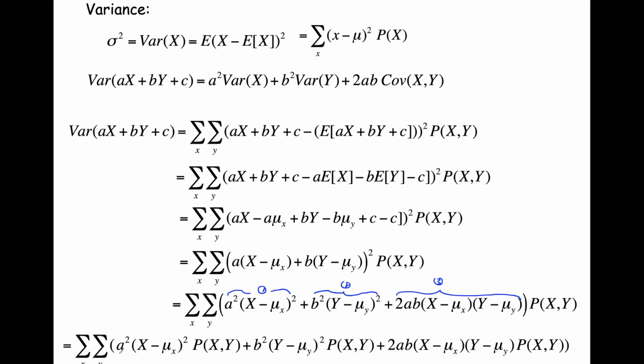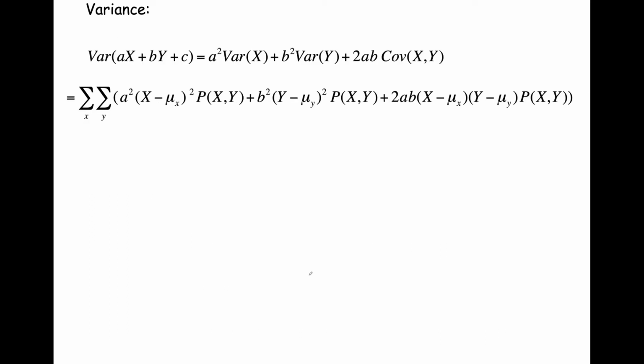So here's my first term, a squared x minus mu x quantity squared. I multiply that times p of xy. Here's my second term, b squared y minus mu y quantity squared. I multiply that times p of xy. And here's my cross term, 2ab x minus mu x, y minus mu y times p of xy. So I'm just distributing this multiplication by p of xy to each one of those terms, the first, second, and the third term. Okay, so let's write this up higher so we have a little bit more scratch space.